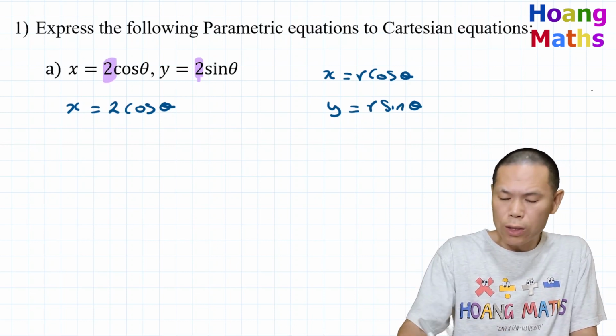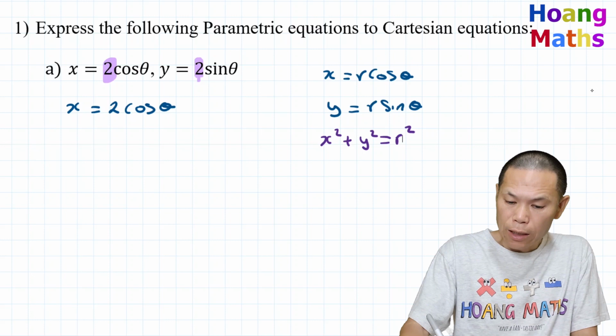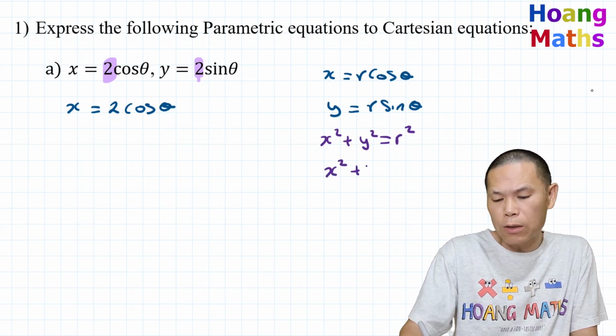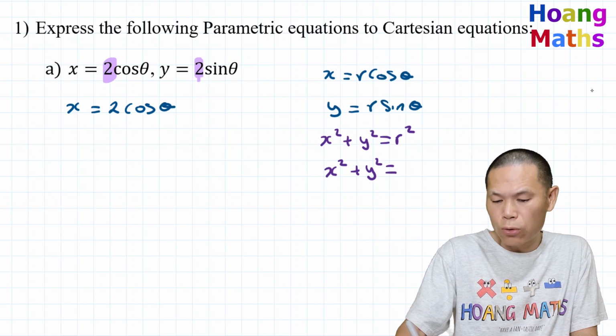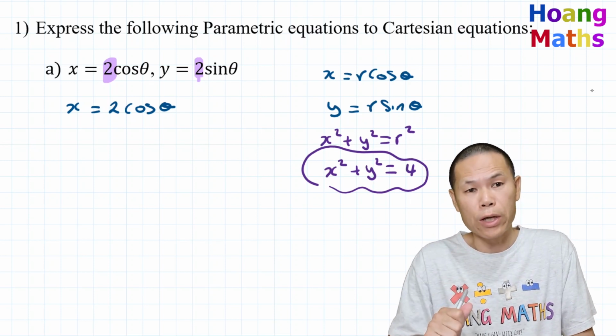So the rule for this is x squared plus y squared is r squared. We know that r is 2, so x squared plus y squared is equal to 2 squared, that is 4. So that is the Cartesian equation for these parametric equations.